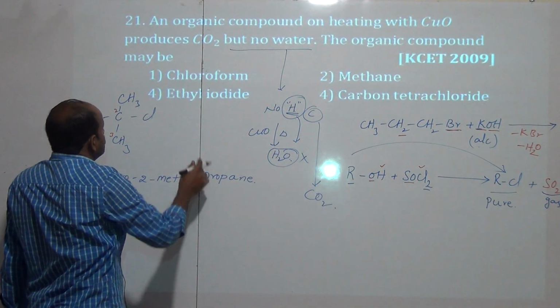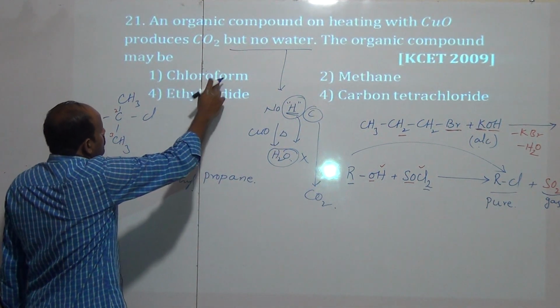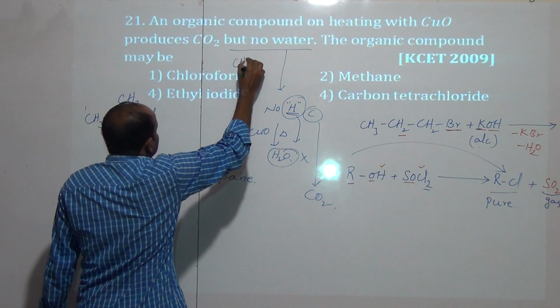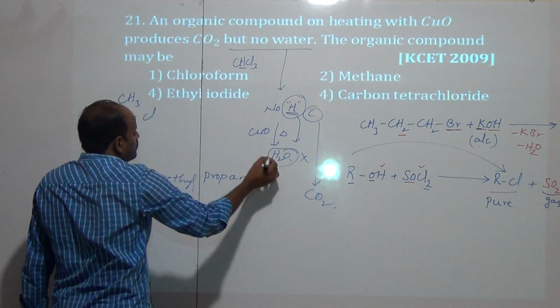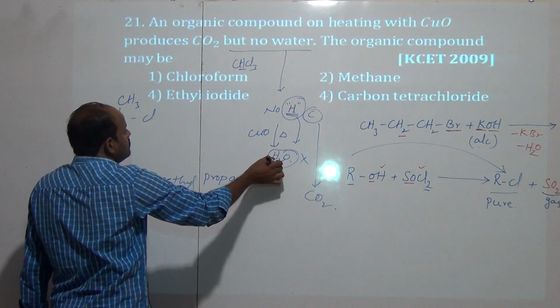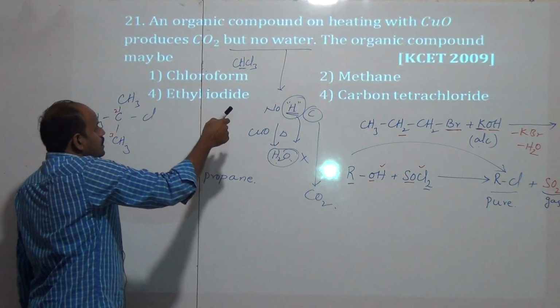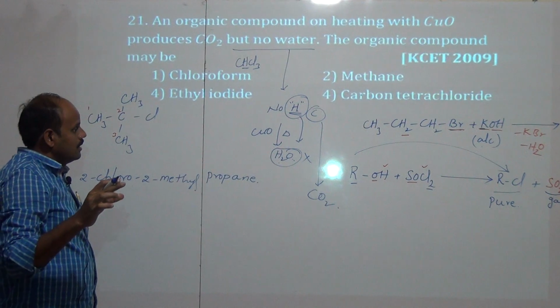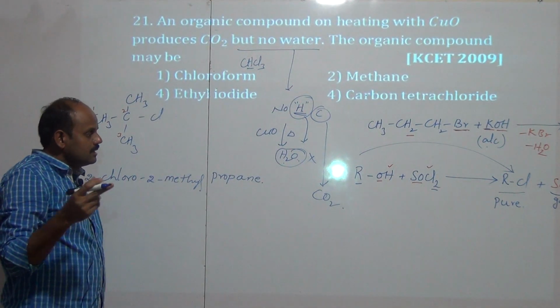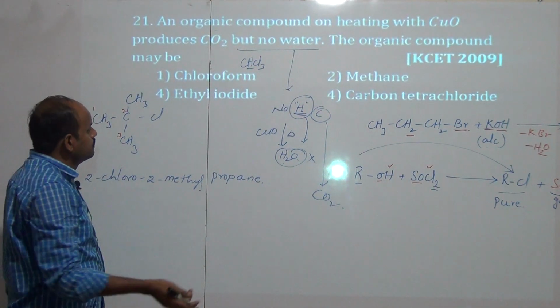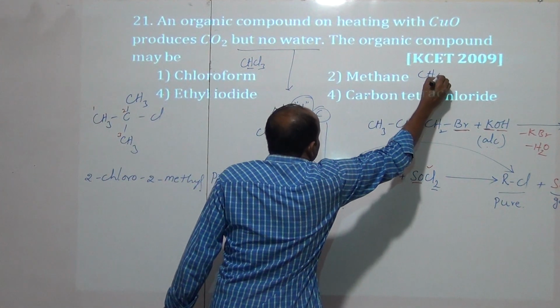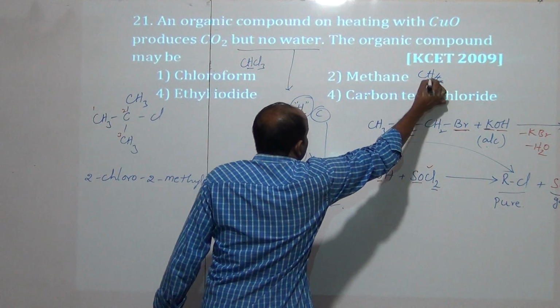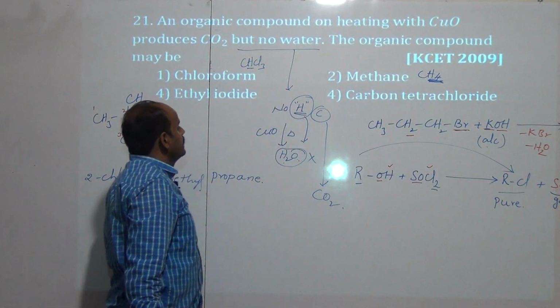What is the first option? Chloroform. What is the formula? CHCl3. Here hydrogens are there, thus there is a possibility to form water. So we have to choose the option which does not have hydrogens. That is the answer. Next one, methane. What is the formula? CH4. CH4 means hydrogens are there.